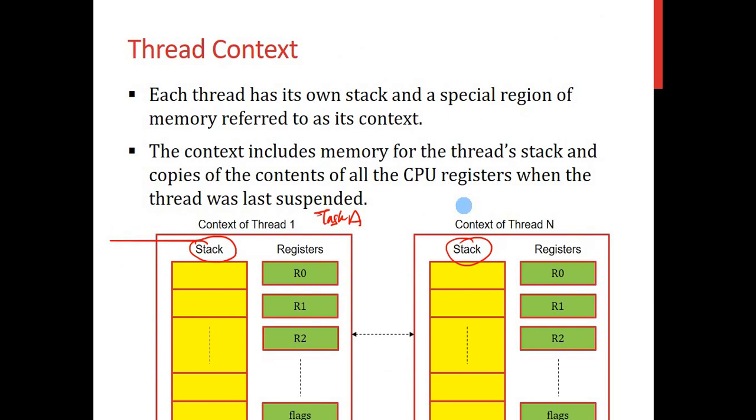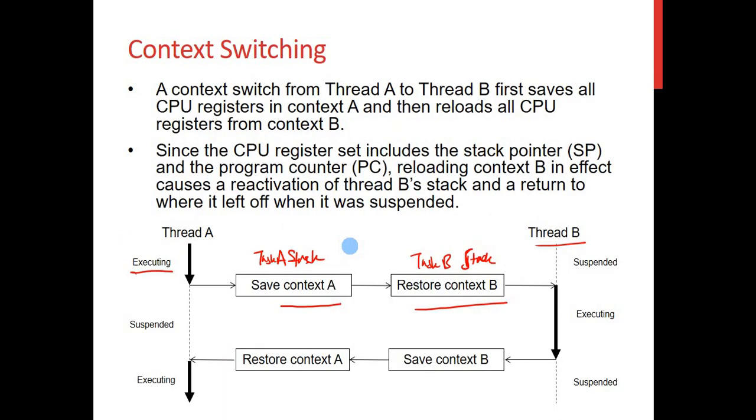Within a thread, we say that a thread has its own stack and a special region of memory known as context. Because you are continuously switching from one thread to another thread, you need to always be able to keep a context. That means, for example, when thread A or task A was running, at which line was my program counter, what are all the values in the registers, how was my stack. All this information needs to be captured within its own context before I can switch to another task and get the other task to run. That is basically what we call context switching.